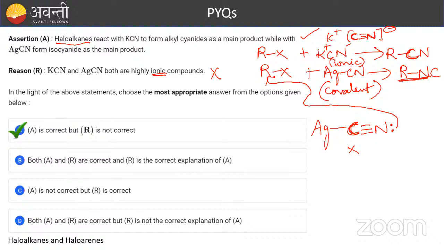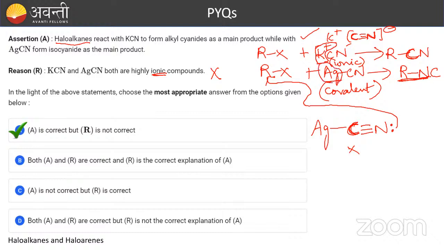So if you do not know this concept before, please write this concept in your notebook. Ionic compounds will form cyanide and covalent compounds will form isocyanide. So you know why I have said the potassium forms ionic compound and silver is forming covalent compound. Potassium, this K, is an S block element and the silver is a D block element.